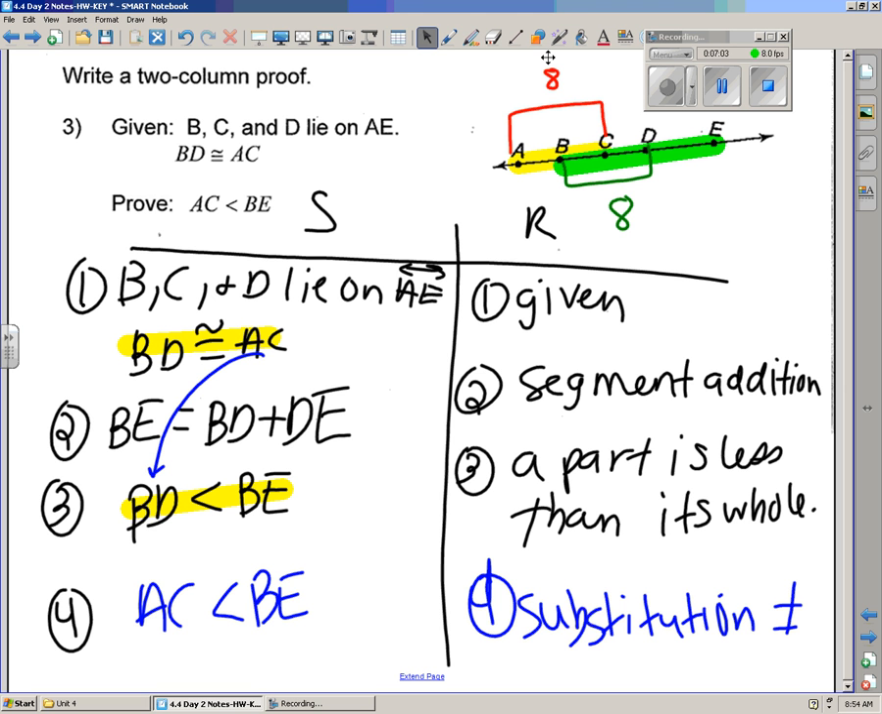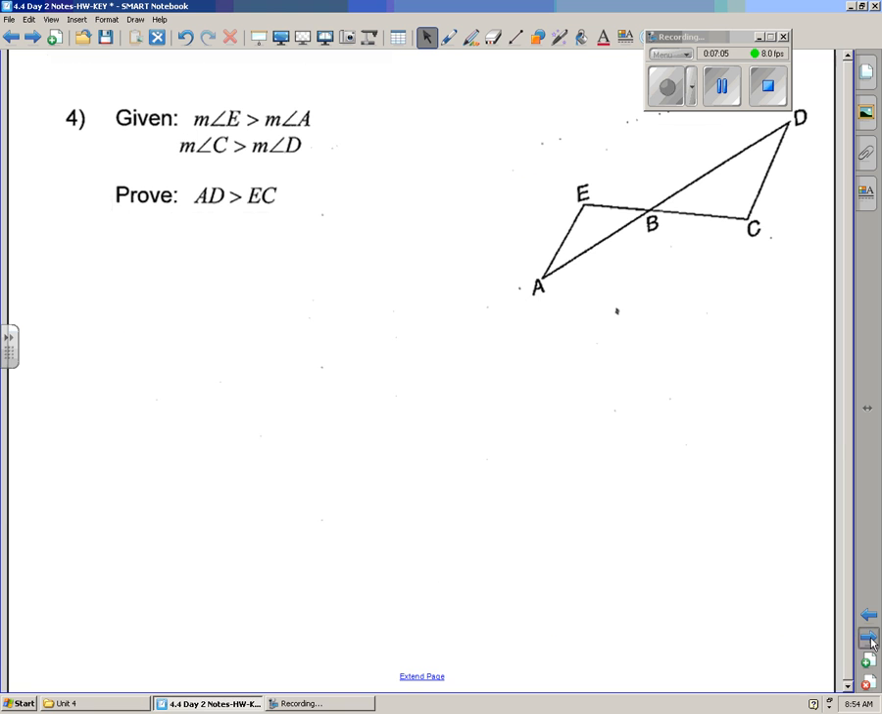All right, let's try another one. So we've got two different triangles here. We know that E is greater than A, and we know that C is greater than D. But we've got to get to a line segment of AD, which is actually two parts, is more than EC, which is another two parts. When I say two parts, I mean that there's two segments of different triangles.